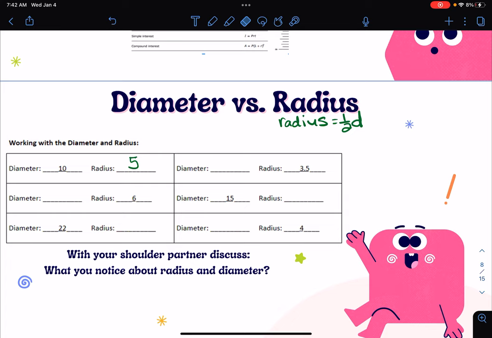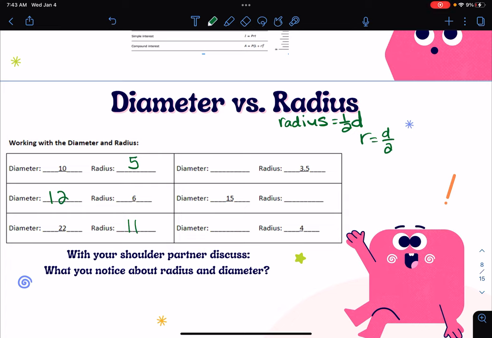So to find your radius, you divide your diameter by 2. This means radius is diameter divided by 2. So if you have radius, what do you think you have to do? Yes, if you said multiply by 2, that's correct. So 6 times 2 is 12. So if your diameter is 12, half of 12 is 6. Okay? So if you have a diameter of 22, what would be your radius? Yes, 11 is correct.